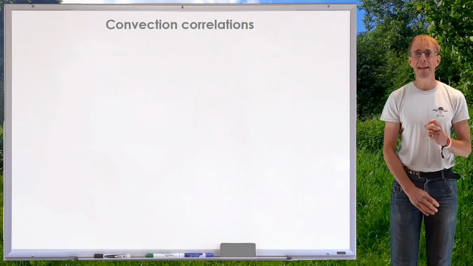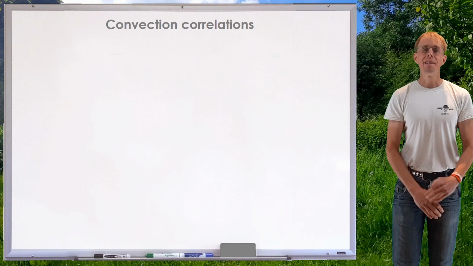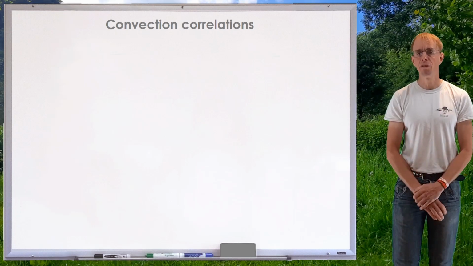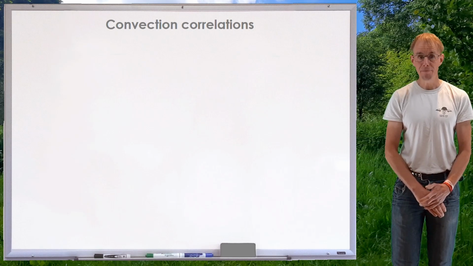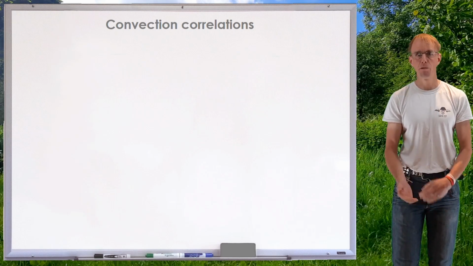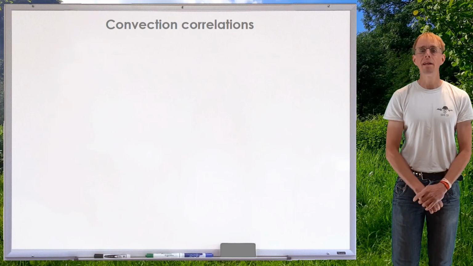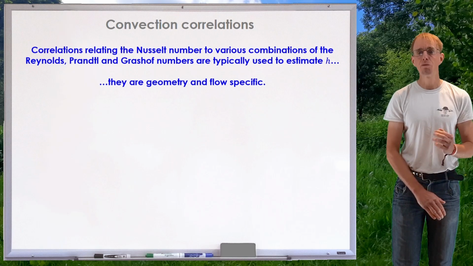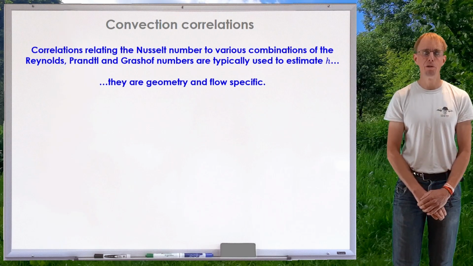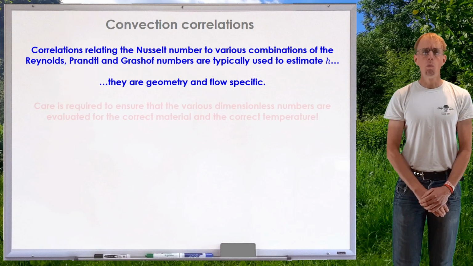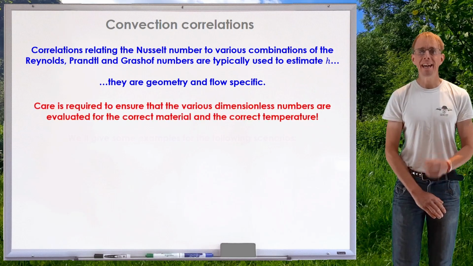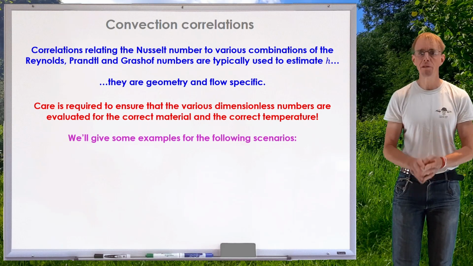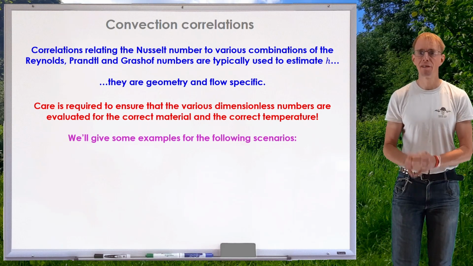And the answer lies in convection correlations. Now, as you've studied heat transfer before, you've almost certainly come across convection heat transfer coefficient correlations previously. They involve Nusselt numbers, Reynolds numbers, Prandtl numbers, Grashof numbers, and they vary depending on what geometry you're looking at and what flows you have within that geometry. So, what we need to be doing is being careful to ensure that the various dimensionless numbers we are evaluating are for the correct material and for the correct temperature.